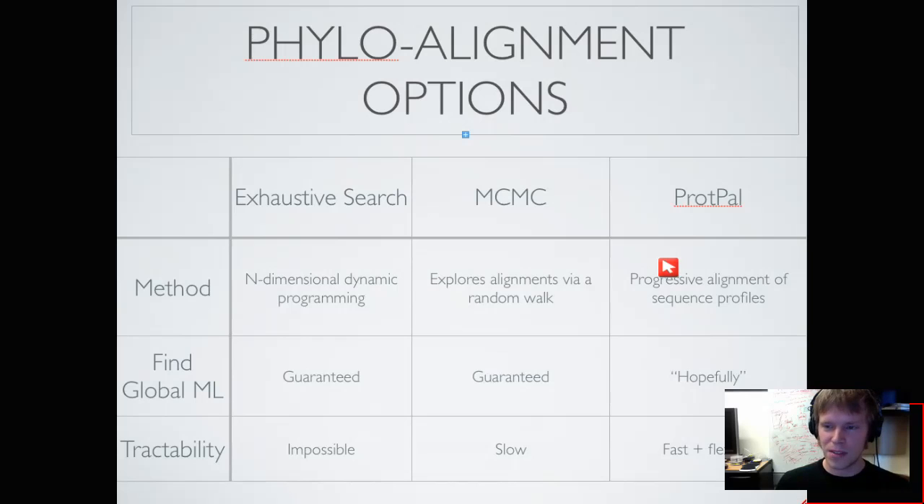So this progressive alignment of sequence profiles is sort of the main meat of how PROPAL works. I'm going to try to go through that as clearly as I can, but like Eric mentioned, it took us 35 pages of pretty dense LaTeX to describe exactly how it works. So if you have questions, please do speak up with the chat box or ping Eric.